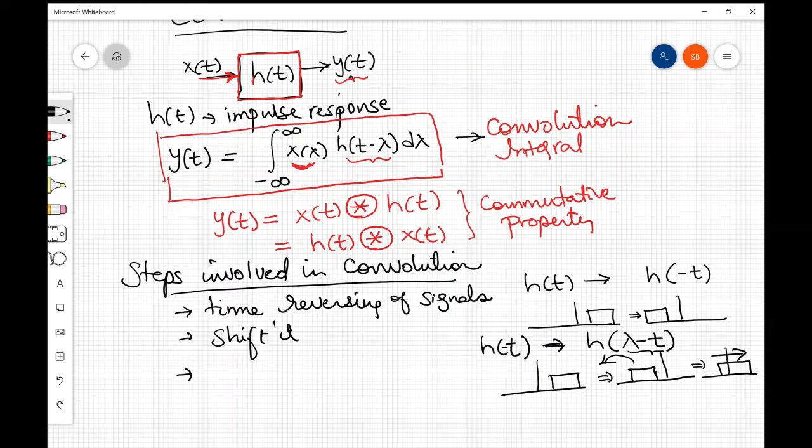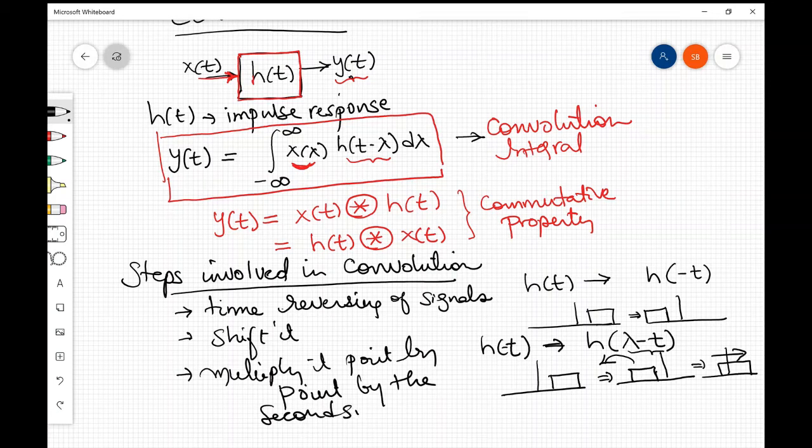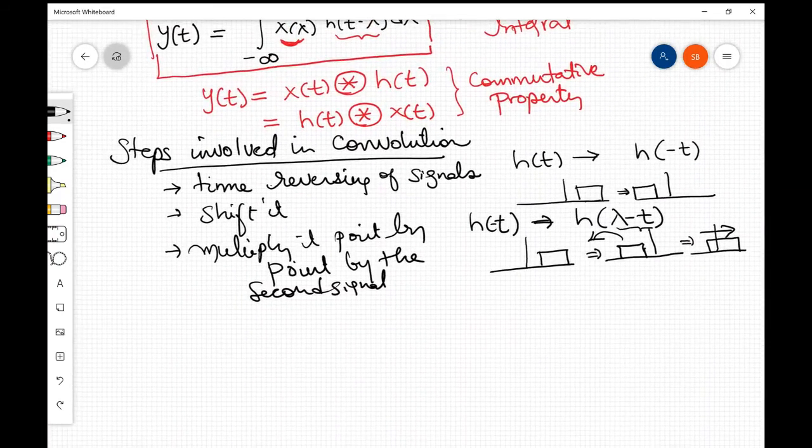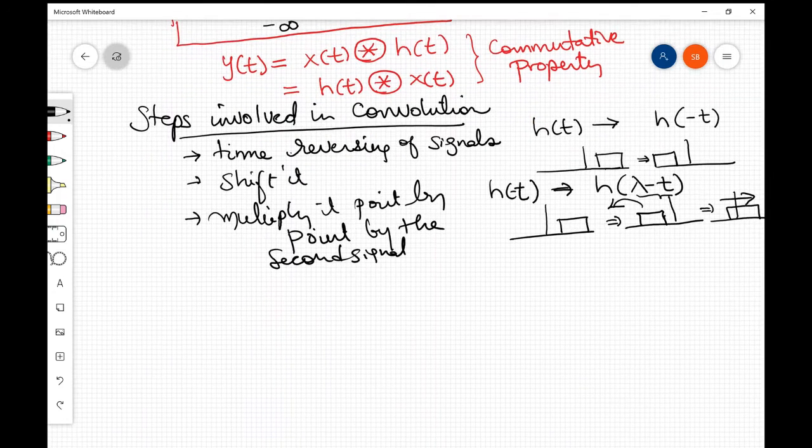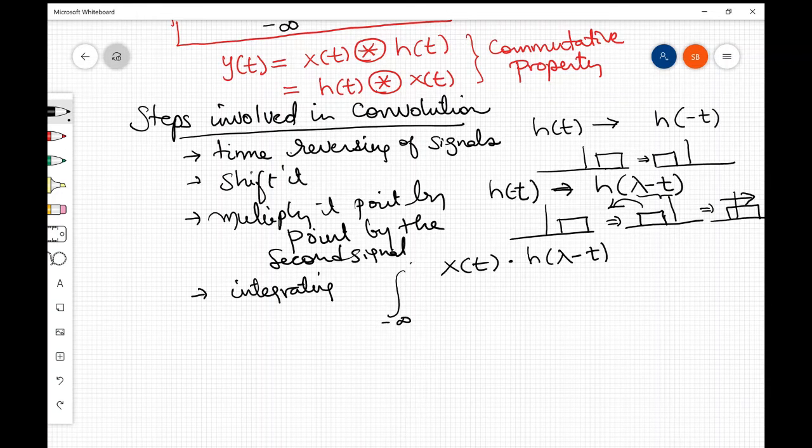Then we are going to multiply it point by point by the second signal. As we have seen here, these two are going to be multiplied point by point. That is represented by x of lambda multiplied by h of lambda minus t. And then the final step is integrating that, which is basically summing it. So we integrate from minus infinity to infinity of x of lambda and h of lambda minus t d lambda. That will give us the convolution.